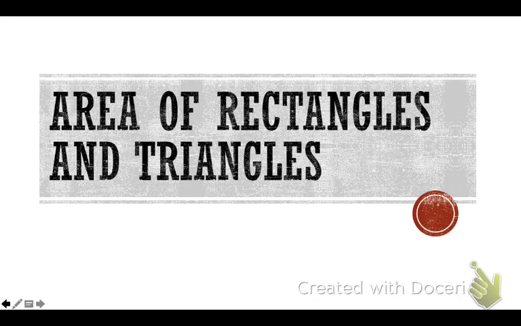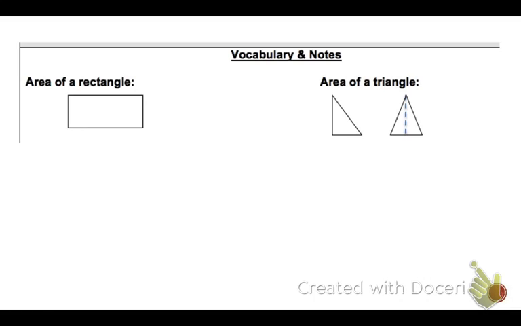Now that we've learned about perimeter, we're going to do a review of area of rectangles and triangles. And again, this should be a complete review for you. So the area of a rectangle is length times width. Sometimes you've heard this called base times height as well. And on a rectangle, you just pick one side and call it your length, and one side and call it your width.